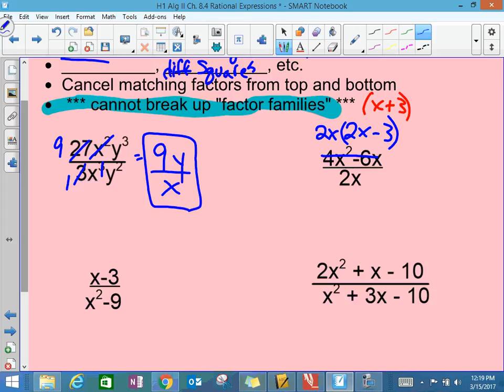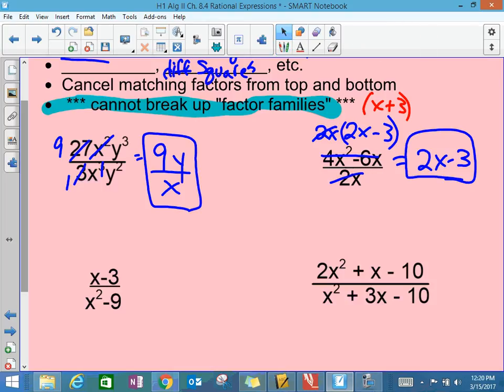So now we want to see if we have common factors. We've got a 2x here and a 2x here. So those can cancel. The one in the middle, within the parentheses, couldn't cancel, right? Because it's part of a family. The outside 2x's can cancel, and we're left with 2x minus 3. Okay? So the GCF could cancel because neither of them was part of those parentheses, neither was part of a factor. So they could cancel each other out. Okay? All right, let's look at another example.